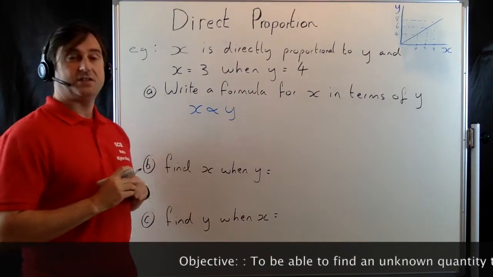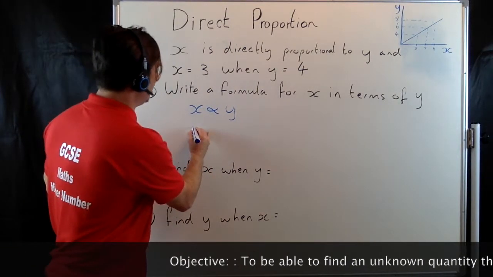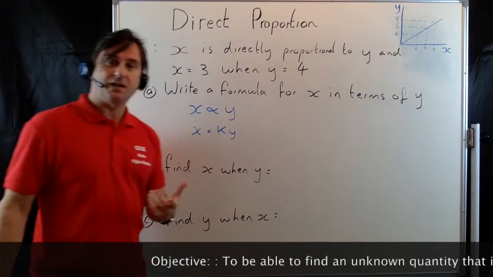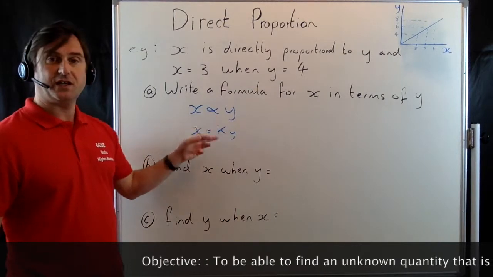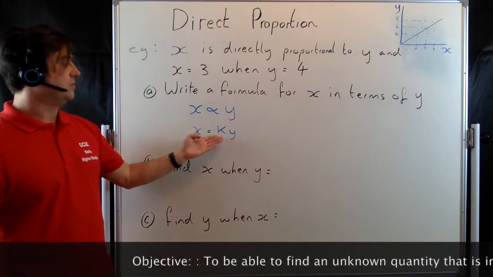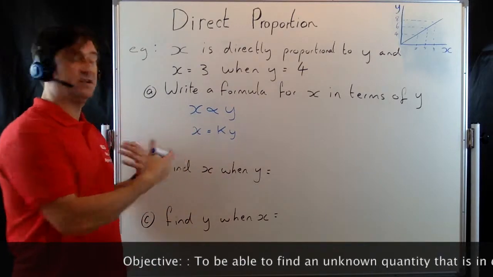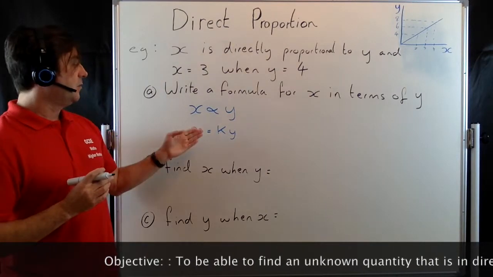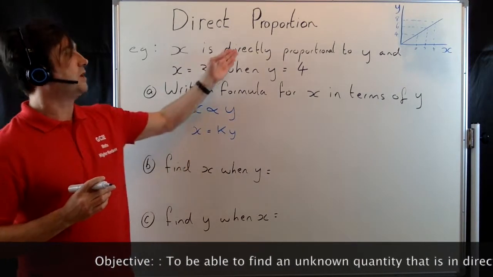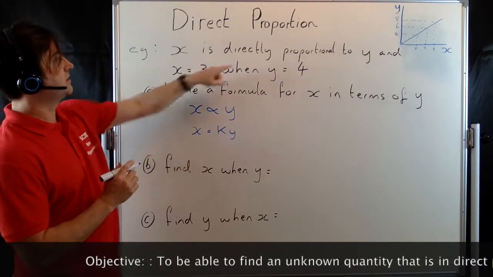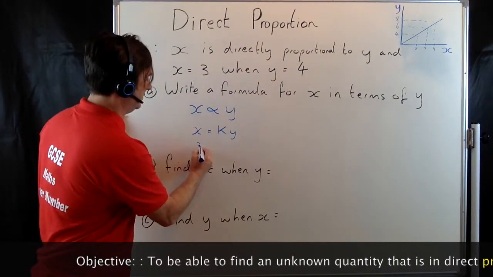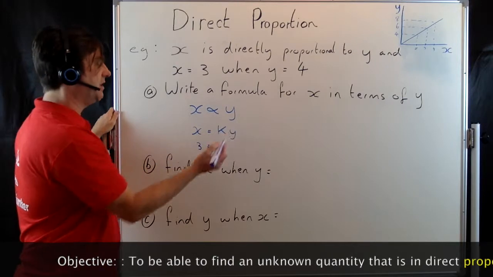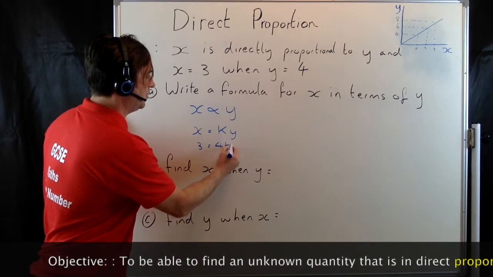We then change this into an equation and we write X equals KY. Now what I've done here is I've introduced this constant K. This is going to be the value of how many times Y is greater than X. So we need to work out this value K. We can now put in our values for X and Y that we're told in the question. So X, remember, was 3 and Y was 4. So I'd write down K times 4, but I'm going to write it down as 4K.